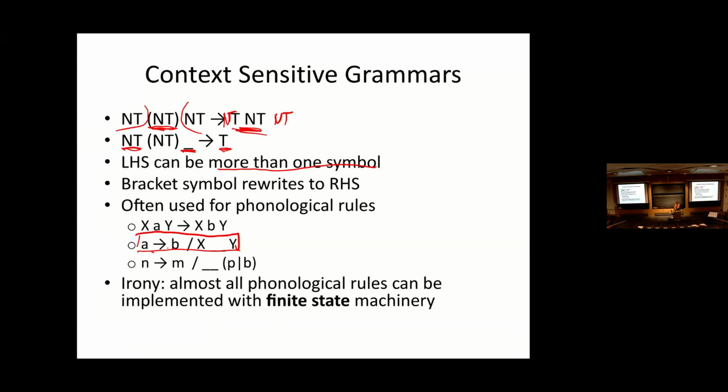So what is ironic about this? Well, as you might have noticed from the morphology section, we wrote these rules as finite state machines, or as finite state transducers. And in fact, almost all phonological rules that have been described in languages can be implemented as finite state transducers. So we're using a much more powerful formalism than necessary in order to do this.